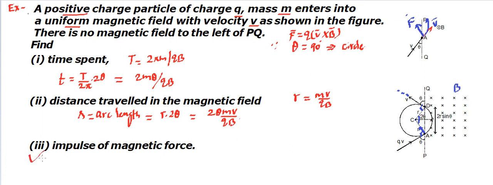And the next part is asking about the impulse of the magnetic force. So this magnetic force that we have talked about, what impulse is it going to give us? We know impulse, as per the impulse theorem, is equal to change in momentum. So change in momentum is basically going to be m into change in velocity. If we are able to find the velocity change, that's going to give us the change in momentum. Now how can we get the velocity change?